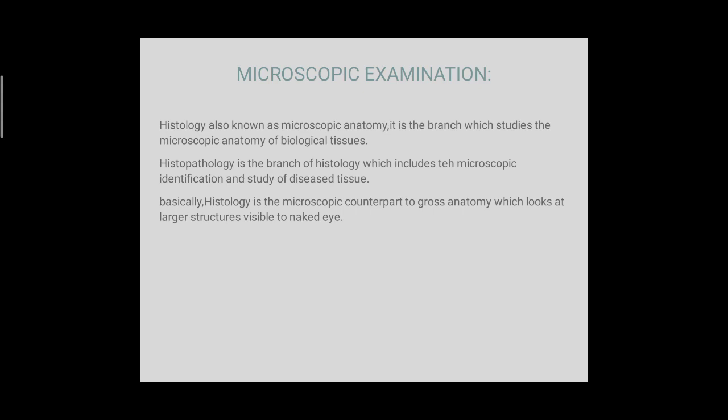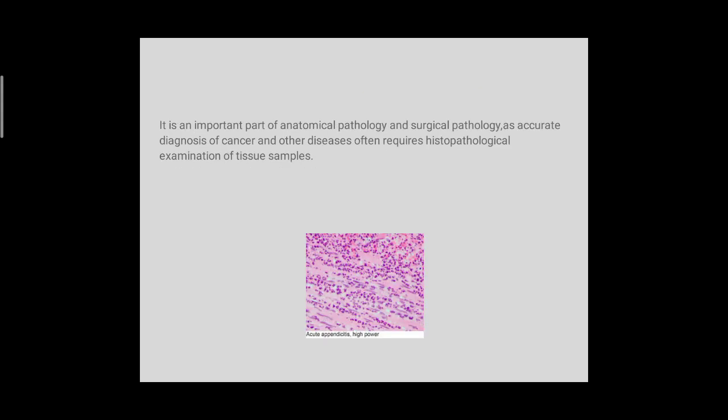Now, what is the microscopic examination? Basically, histopathology is the branch of histology which includes the microscopic identification and study of diseased tissue. Histology is the microscopic counterpart to gross anatomy, which looks at larger structures which are visible to the naked eye, just as I mentioned. This is an important part of anatomical pathology and surgical pathology, as accurate diagnosis of cancer and different diseases often requires histopathology examination of tissue samples. And different diseases and carcinomas have specific patterns.